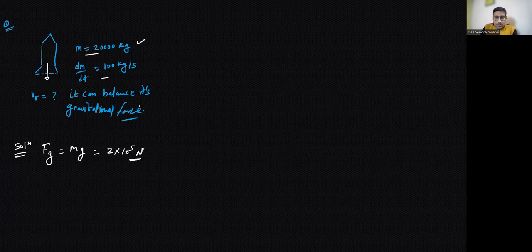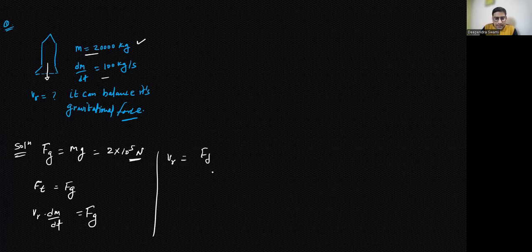Okay, so who is going to balance it? The thrust force is going to balance it. So F thrust should be equal to F gravitational. Now what is F thrust? F thrust is v relative into dm by dt. So v relative into dm by dt will be equal to F gravitational. From here we can write down v relative as F gravitational divided by dm by dt.